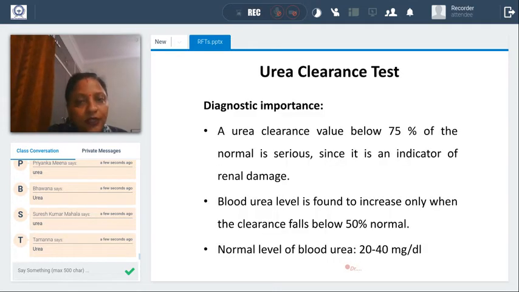What is the diagnostic importance of urea clearance test? A urea clearance value below 75% of the normal is serious, since it is an indicator of renal damage. Blood urea level is found to be increased only when the clearance falls to around 50% of normal.